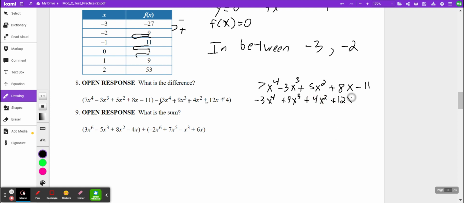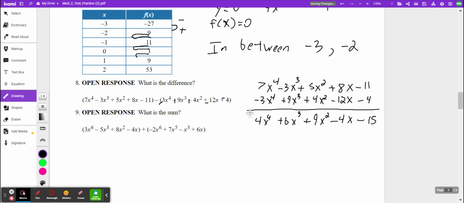Oh my goodness, so much work. And then, oh, not plus, minus. I'm going to erase that. Minus 12x. And then minus 4. So now I just need to combine. So I have 7x, this is going to be 4x to the 4th. This one should be plus 6x to the 3rd. This one's plus 9x squared minus 4x. And then minus 15 right here. That's it. There's nothing else to combine. We're done.